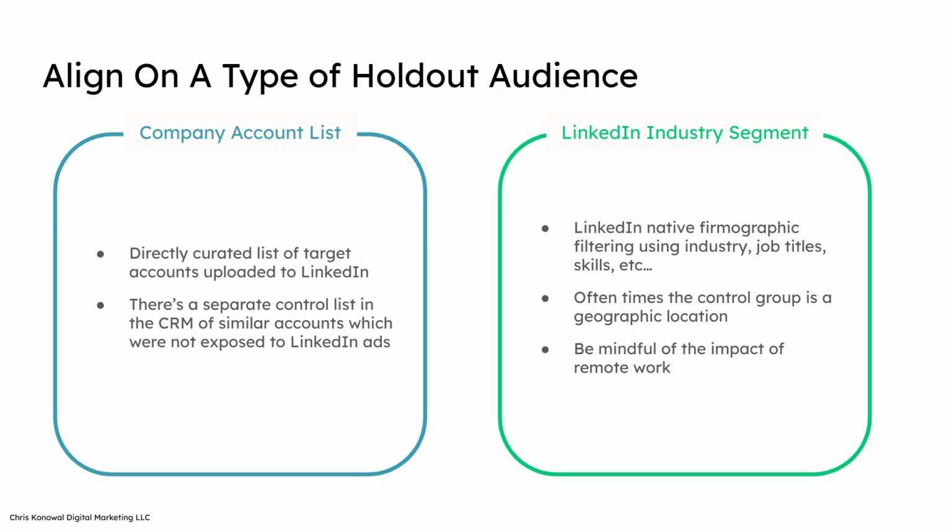Two, the other option is using LinkedIn industry segments. So that could be your native firmographic filtering, like industry, job title, skills, etc. And then oftentimes the control and test groups are created based off of geographic locations. So let's say in LinkedIn, you're only targeting Texas, and then in your CRM, you're going to monitor New York State as your control group. When using geolocations, I would also say be mindful of the impact of remote work, given that this can skew results a bit. If you've got any questions there, feel free to reach out and we can chat through workarounds there.